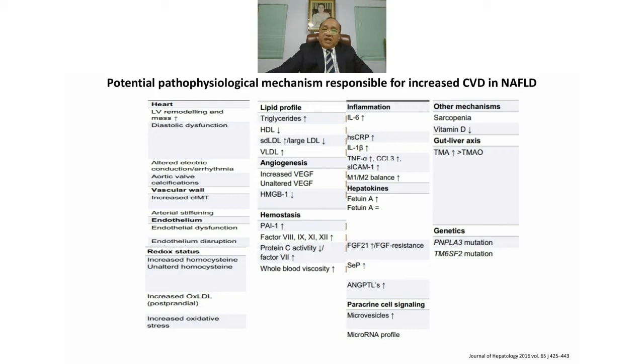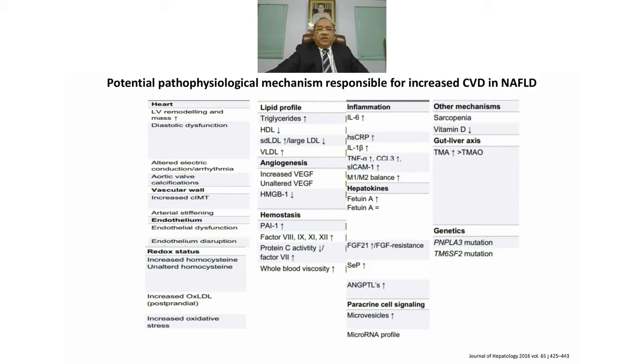The angiogenesis is increased, the hemostasis is disturbed with procoagulative activities, inflammatory cytokines like interleukin 6 and TNF alpha are also increased, and also the hepatokines and paracrine cell signaling are increased. Other mechanisms causing cardiovascular disease are sarcopenia and hypovitaminosis B. And the genetics, as I've said, PNPLA3 and TM6SF2 mutation leads to NAFLD.